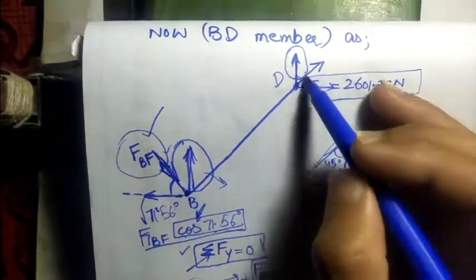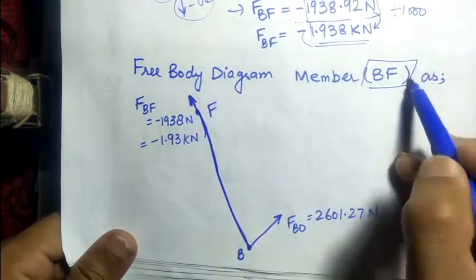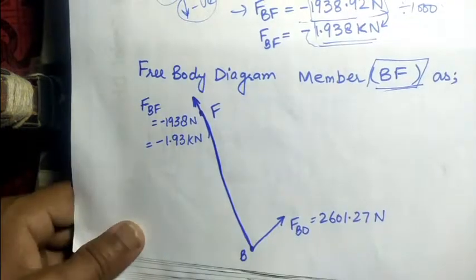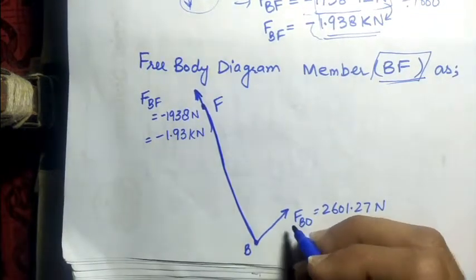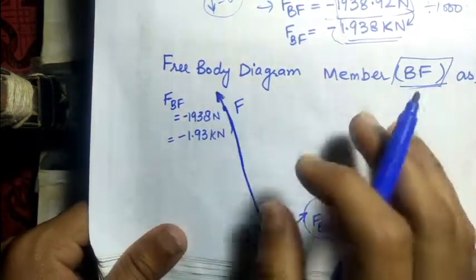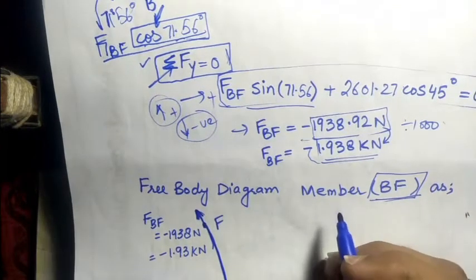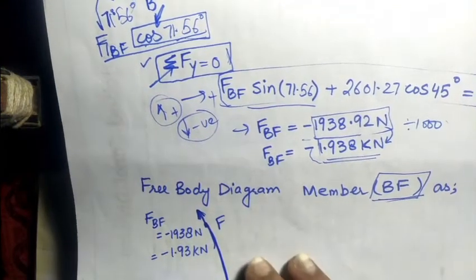So the free body diagram for the BD member is also drawn. The free body diagram for the BF member we can easily draw. All the forces are known in the BF member. So this is the free body diagram for the member BF. So all the free body diagrams for all members have been discussed.